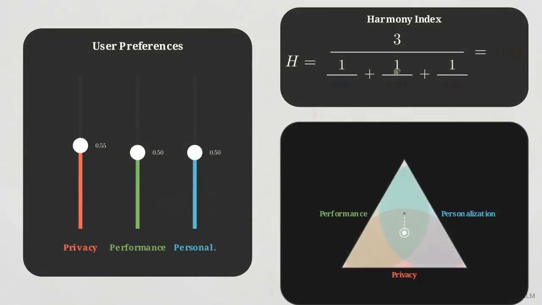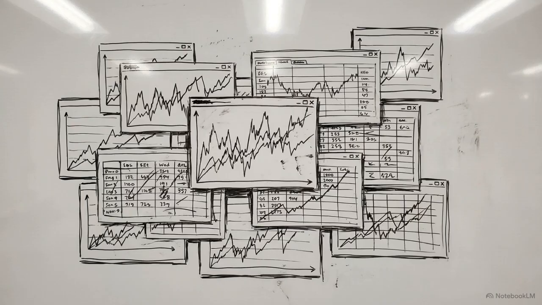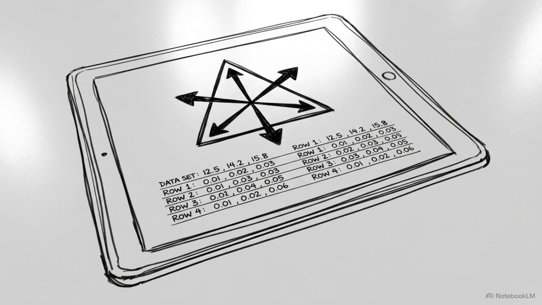Let's review the entire pipeline. As you move the UI sliders, the system calculates the tension. That tension updates the scalar harmony index, which then dynamically shifts the color field on the Marshall triangle in real time. You have successfully taken abstract, competing priorities and transformed them into a precise mathematical formula and a readable visual map.